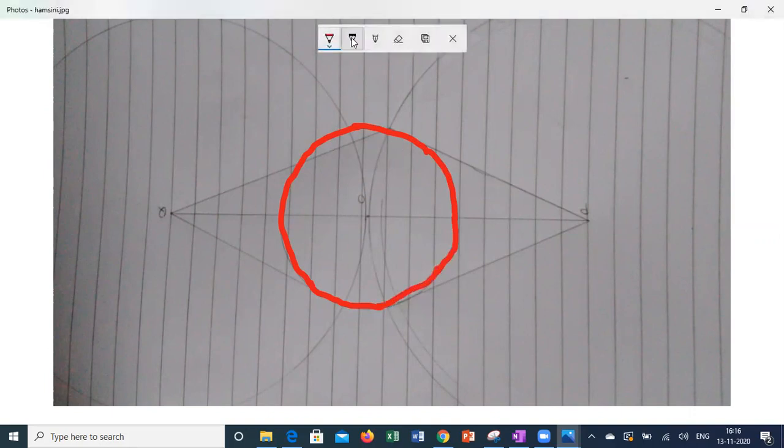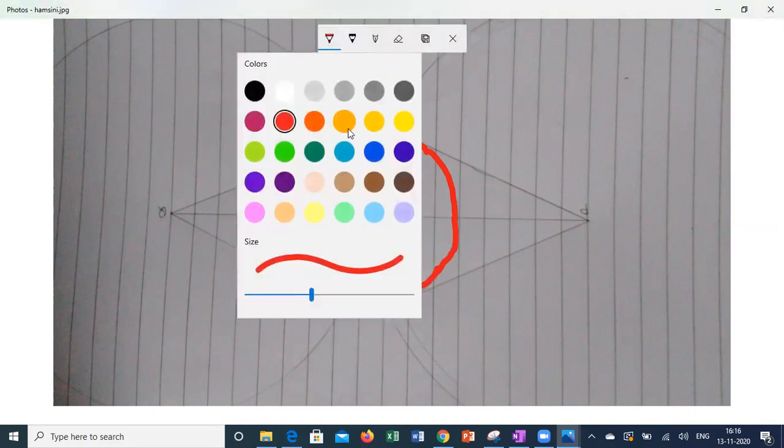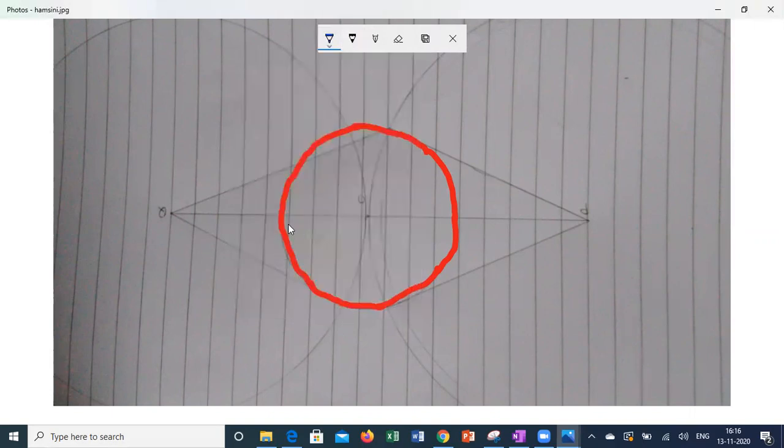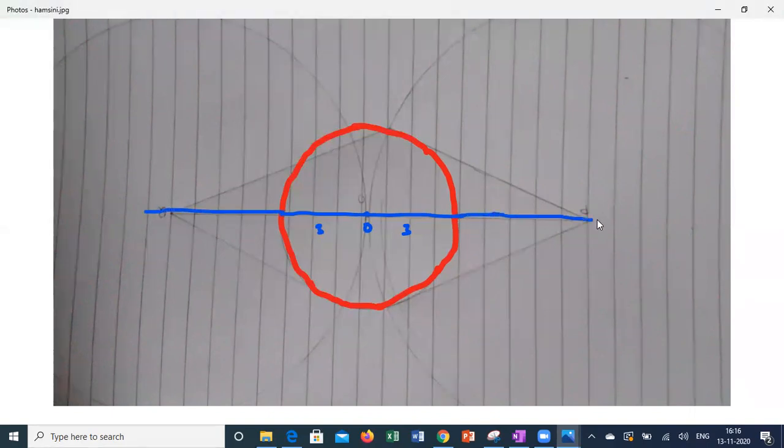The second step, with the blue color I am drawing. What is the second step? You have to mark the diameter. So this is the diameter. The center is O, 3 centimeter, 3 centimeter. I need 7 centimeter. Extend this diameter line. So you will get this Q point, this P point.